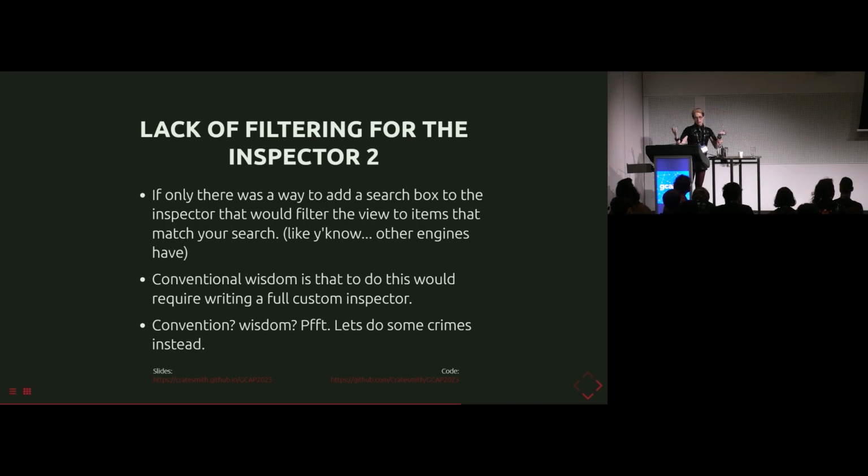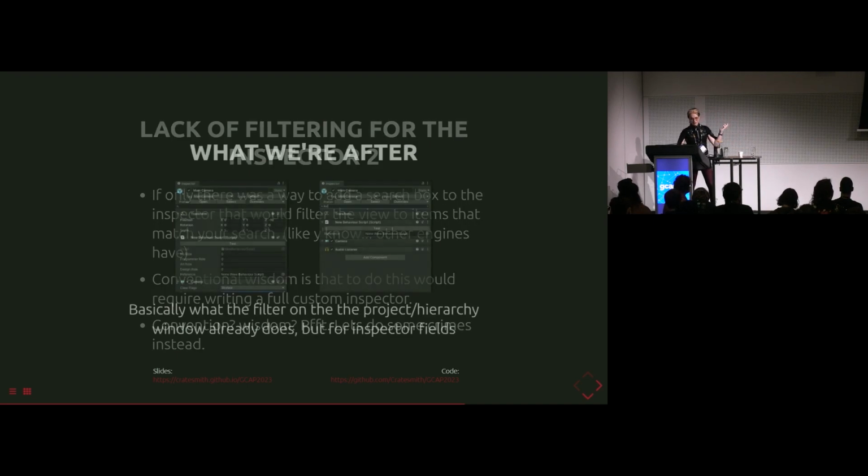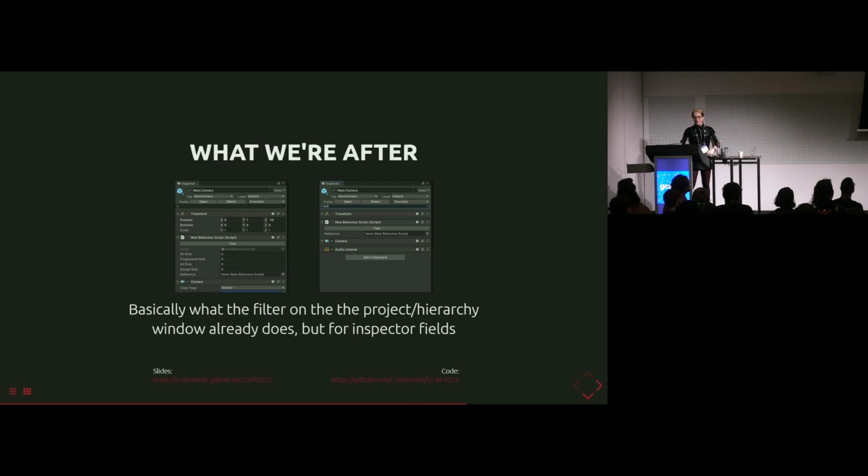And the conventional wisdom is that to do this, you would have to write a full custom inspector, but this is a talk about runtime assembly patching, so we are not doing conventional wisdom here. What we're after is that little search box at the top, and as I type it in, it just starts deleting anything, though it doesn't delete the component headers, we still want those.